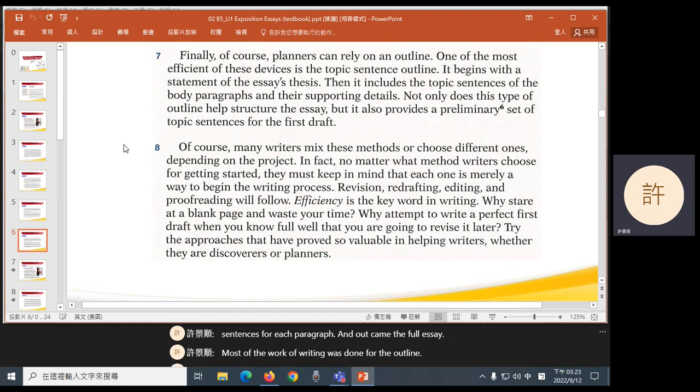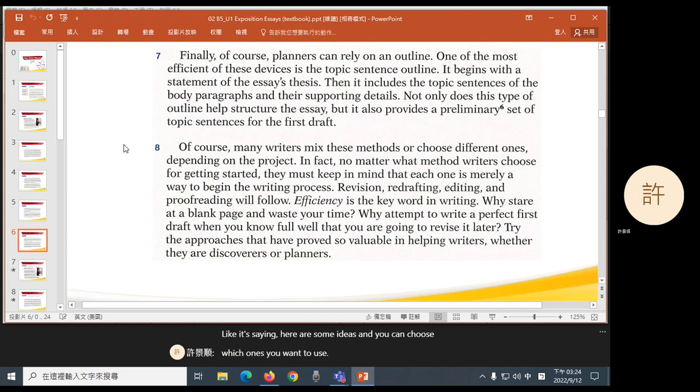Of course, many writers mix these methods or choose different ones depending on the project. Okay, so at the beginning it said both kinds of writers begin from the first draft. Then it talked about discoverers, and then it talked about planners, and now it's bringing both groups back together. It kind of feels like a conclusion. Like it's saying, here are some ideas and you can choose which ones you want to use.